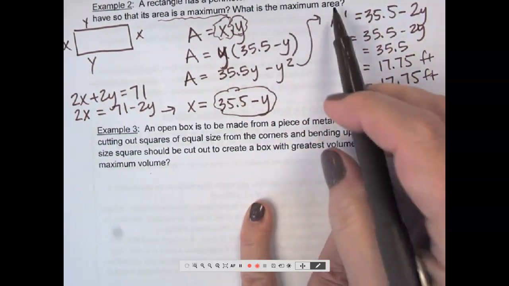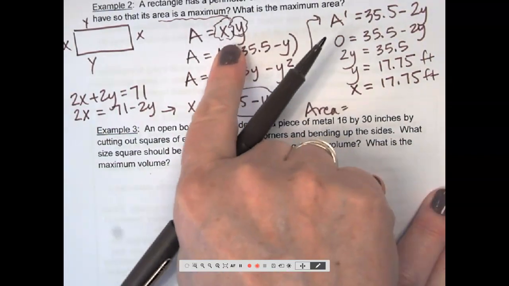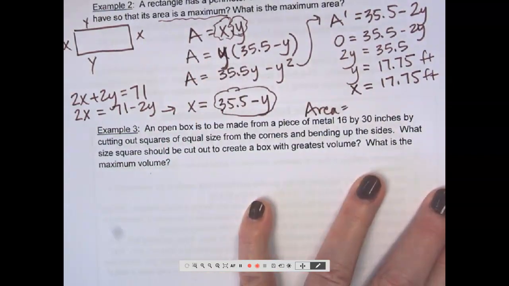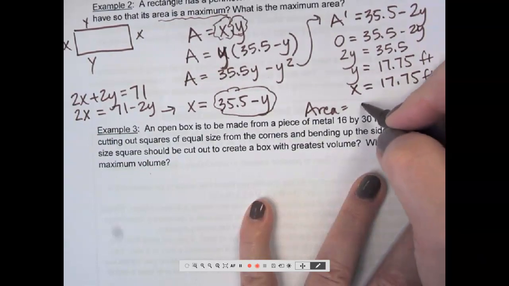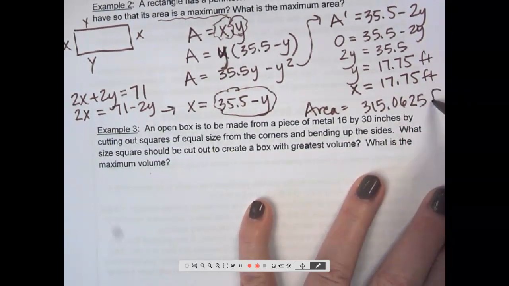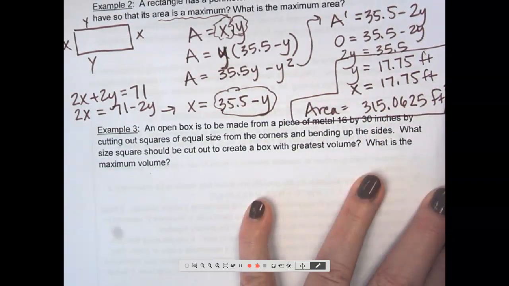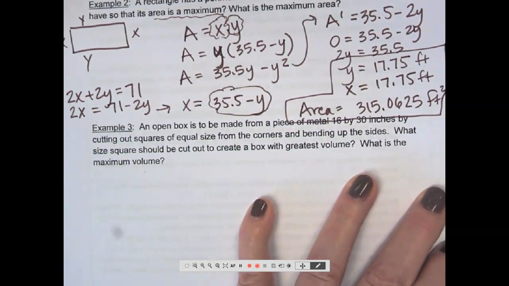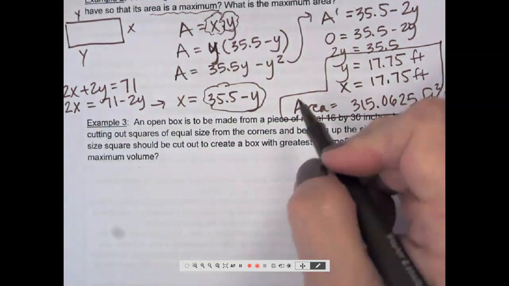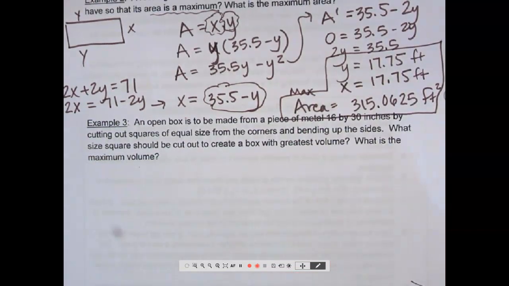But now what is the maximum area? Well, now I need to plug that into my area formula. Multiply x times y, and we get 315.0625 square feet. So all of that would be our answer. And that's the max area that we found. Question?